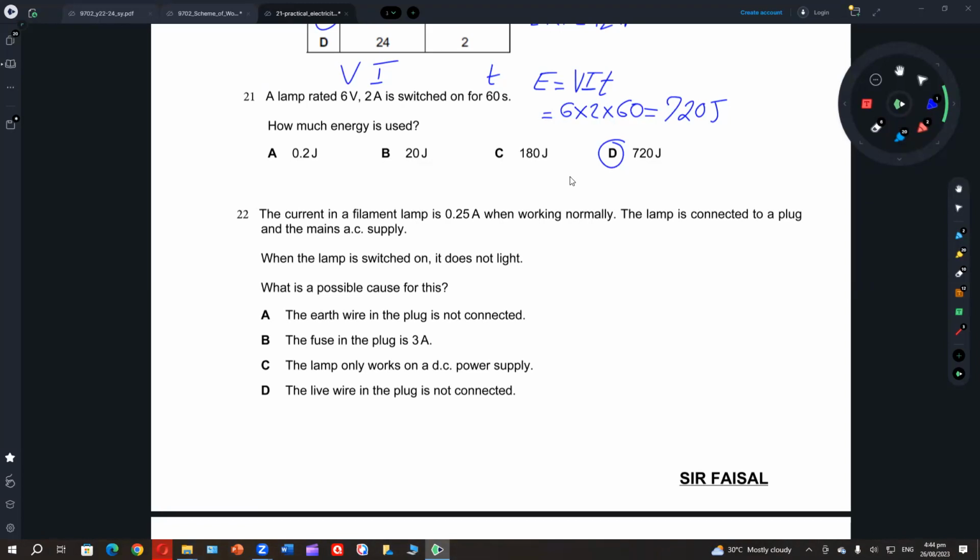The fuse in the plug is 3 ampere, but the fuse is greater than 3 ampere. 3 ampere is greater than 0.25 ampere. So it should work. The lamp only works on a DC. This is wrong. Our household lamps are all on AC. The live wire in the plug is not connected. This is possible because if the live wire is not connected, then the device won't work.